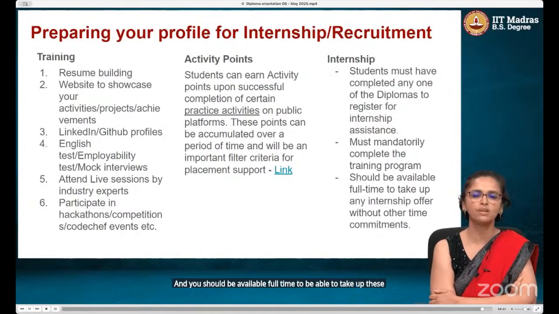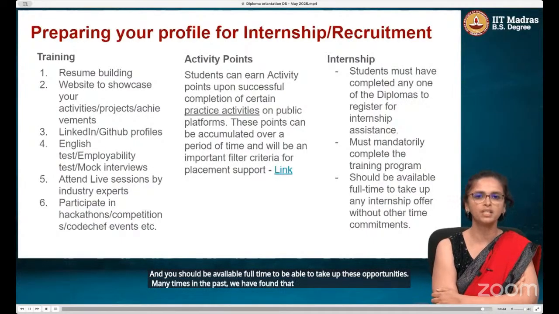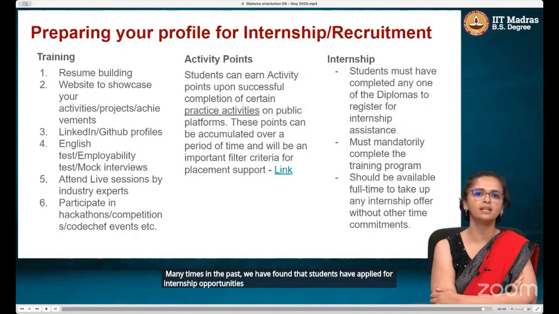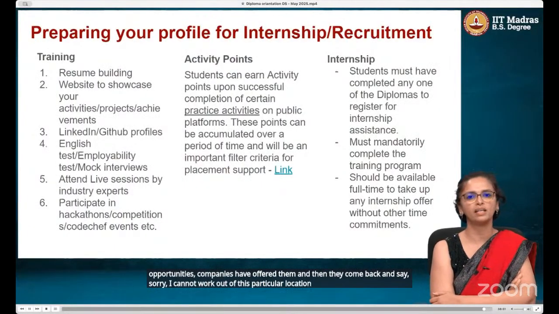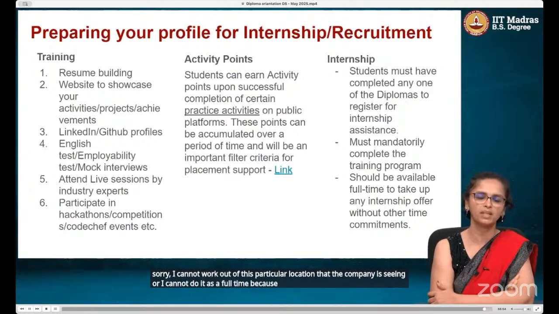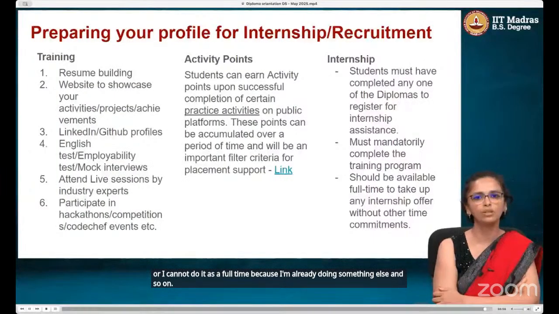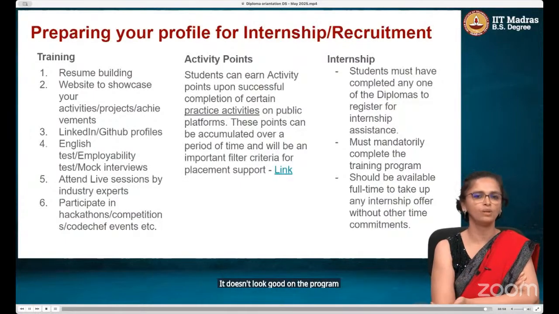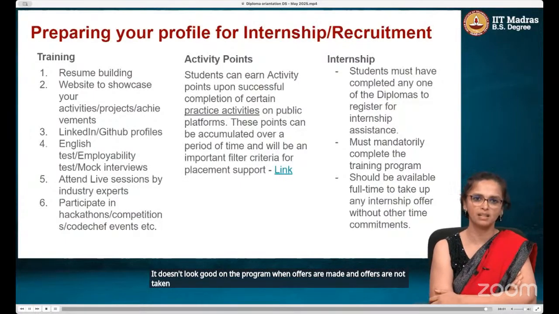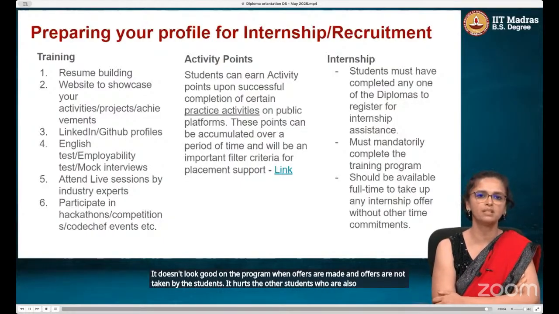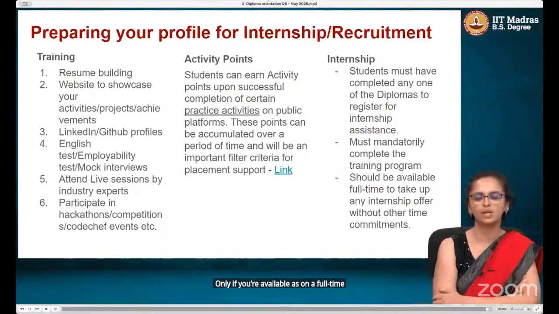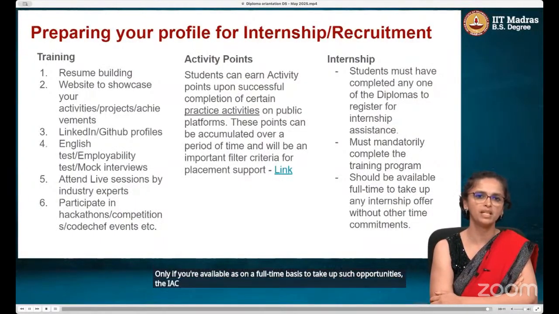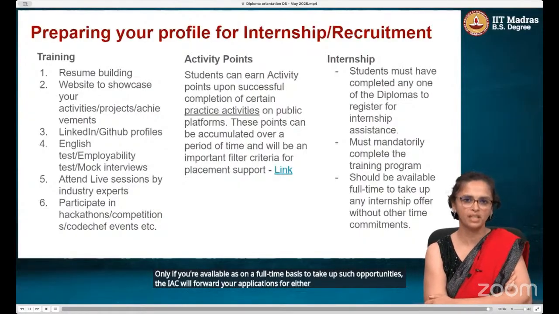Many times in the past, we have found that students have applied for internship opportunities, companies have offered them, and then they come back and say, sorry, I cannot work out of this particular location that the company is saying, or I cannot do it full-time because I'm already doing something else, and so on. So it doesn't look good on the program when offers are made and offers are not taken by the students. It hurts the other students who are also waiting for such opportunities. So only if you're available on a full-time basis to take up such opportunities, the IIC will forward your applications for either the positions of internship or recruitment later on.